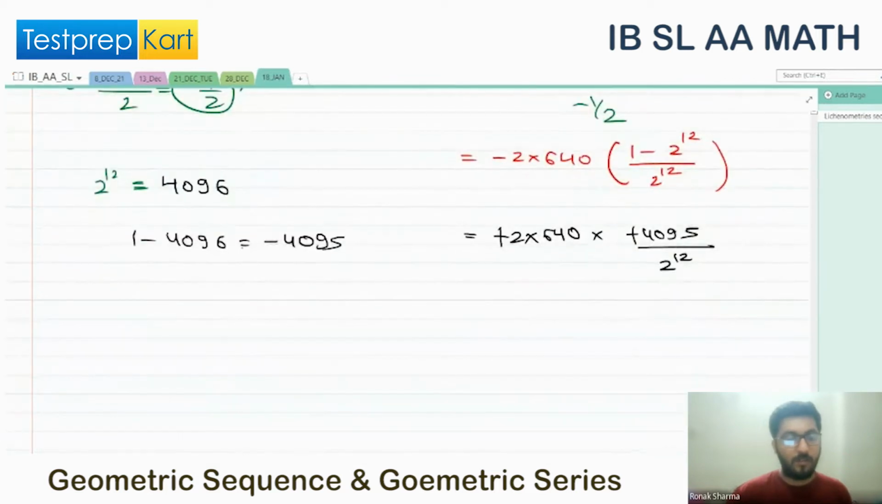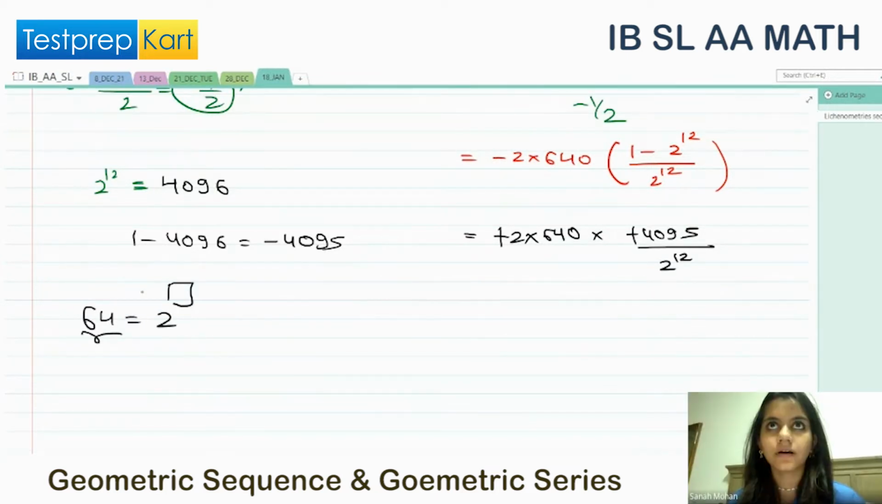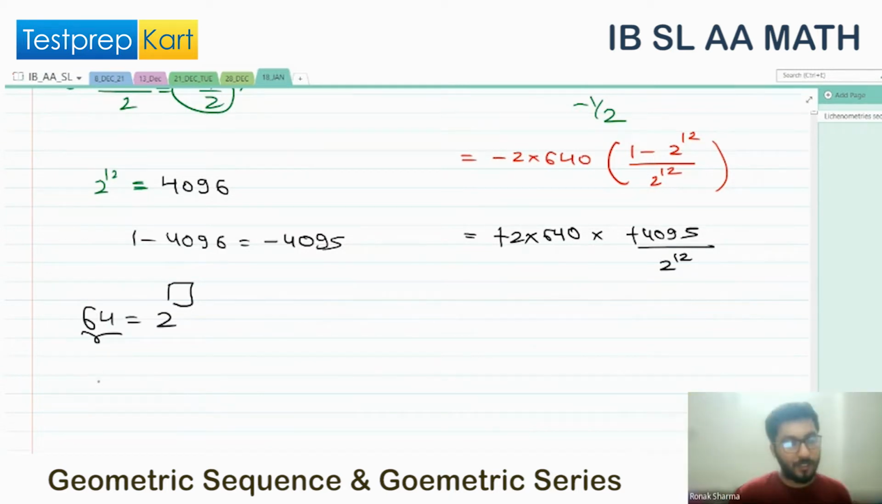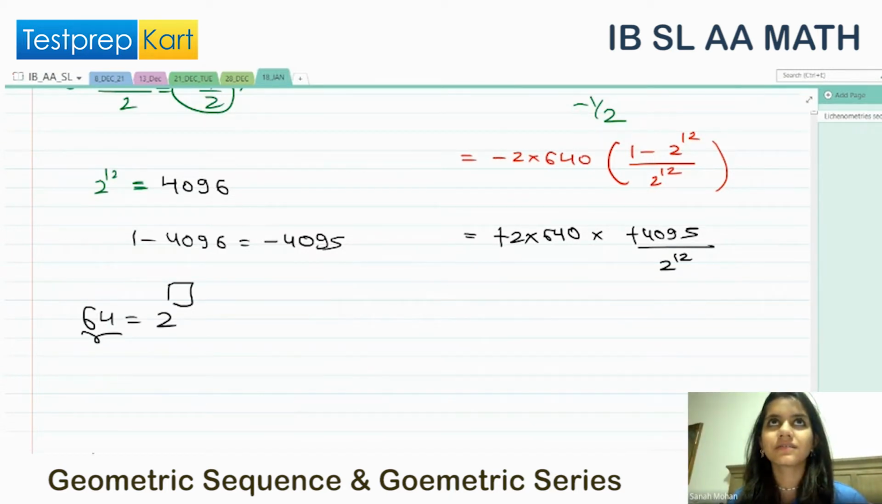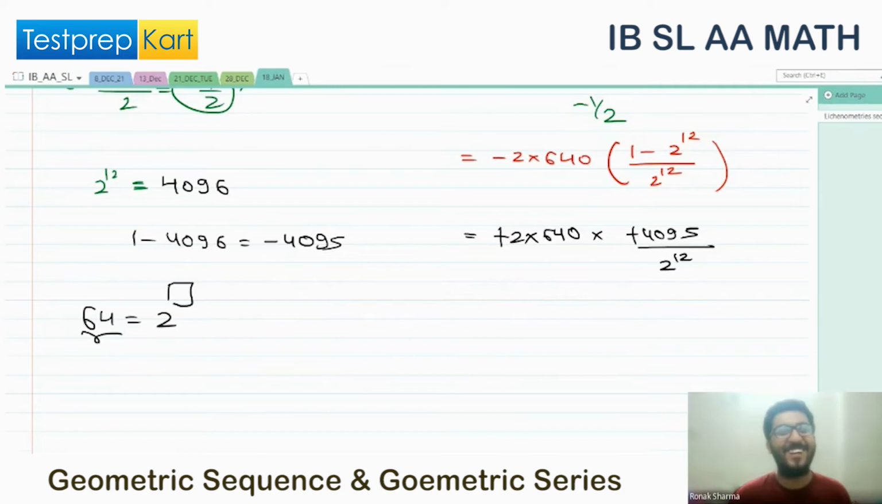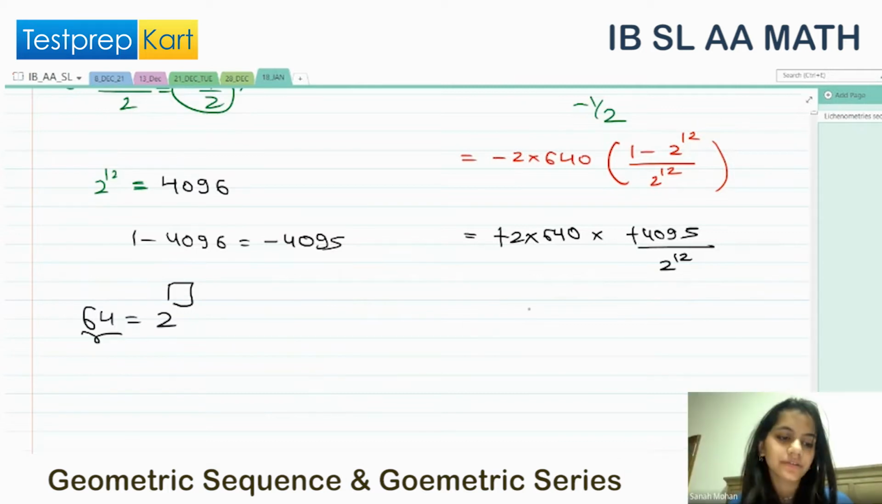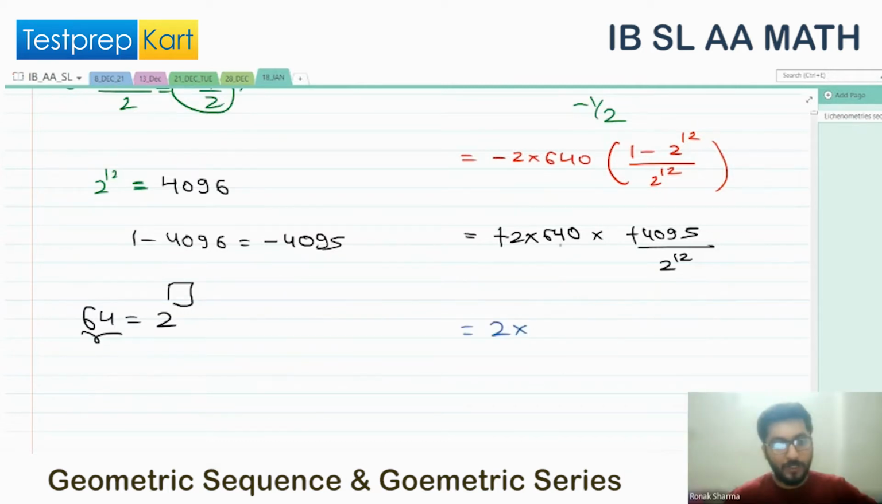Now see, 64 is 2 power what? Try to guess. Two power five. See, 2 power 2 is 4, right? Now just double it. 2 power 3 will be 8, 2 power 4 will be 16, 2 power 5 will be 32, so 2 power 6 will be 64. Okay, so you were close. So 2 into 640.